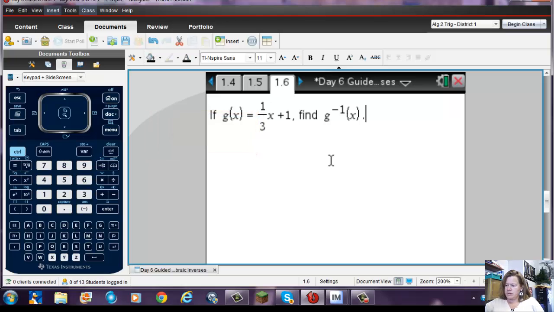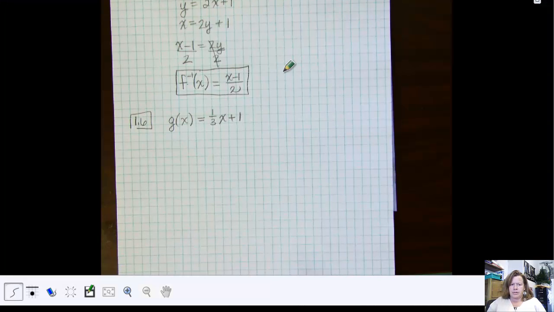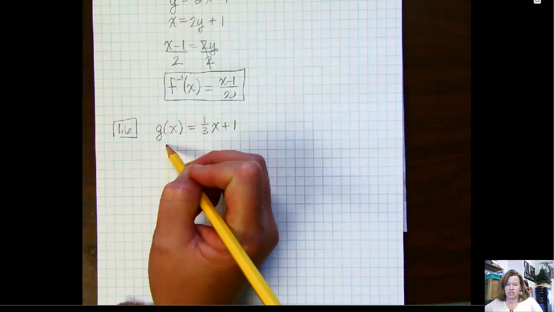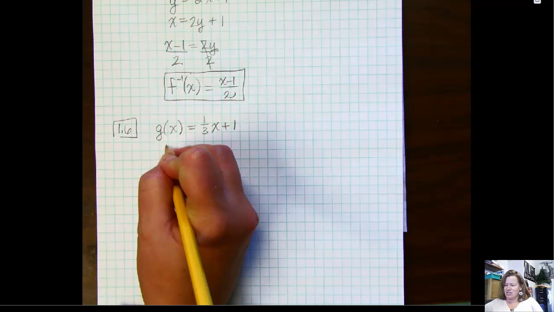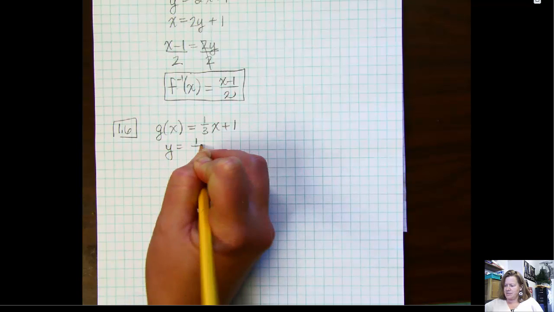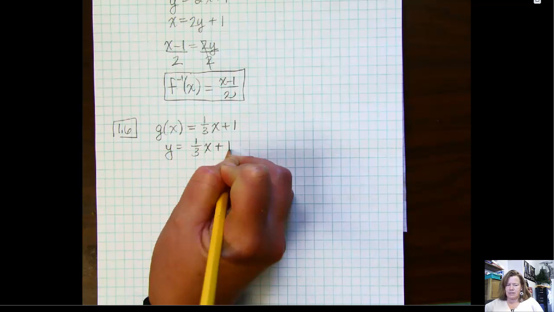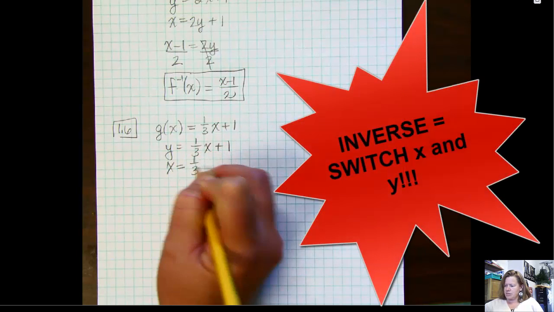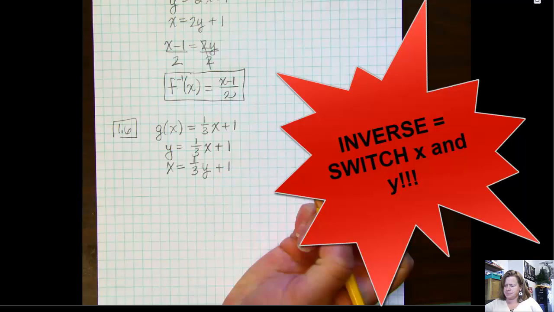Let's use a function named g, whose rule is 1/3 x plus 1. And we're going to find its inverse. So here we go. The first thing we do is replace our function notation with y. So g of x becomes y. Switch x and y. So x equals 1/3 y plus 1.